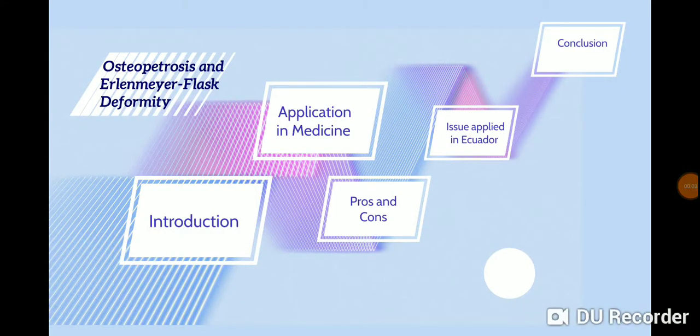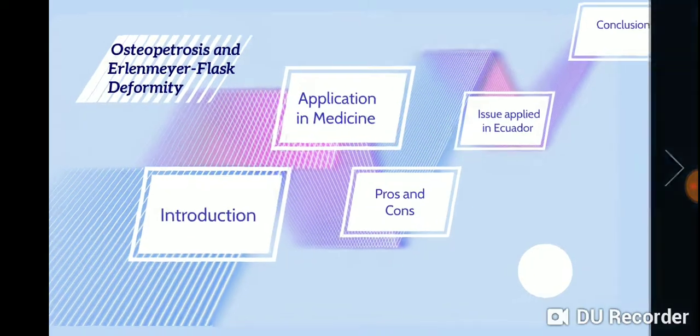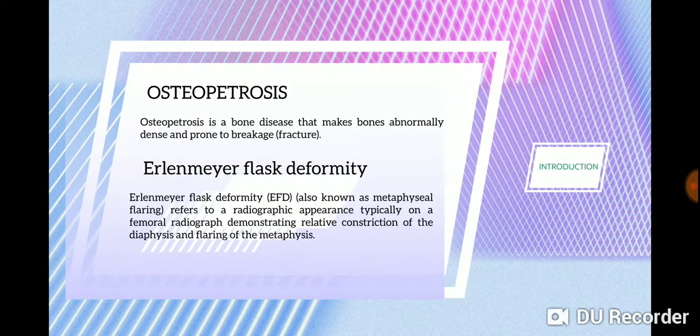Hello, I'm going to talk about osteopetrosis and Erlenmeyer-flask deformity. Osteopetrosis is a bone disease that makes bones abnormally dense and prone to breakage. Erlenmeyer-flask deformity refers to a radiograph appearance typically on a femoral radiograph demonstrating relative constriction of the diaphysis and flaring of the metaphysis.